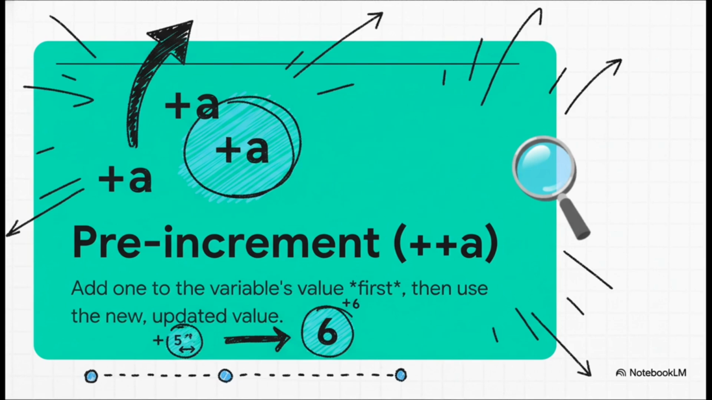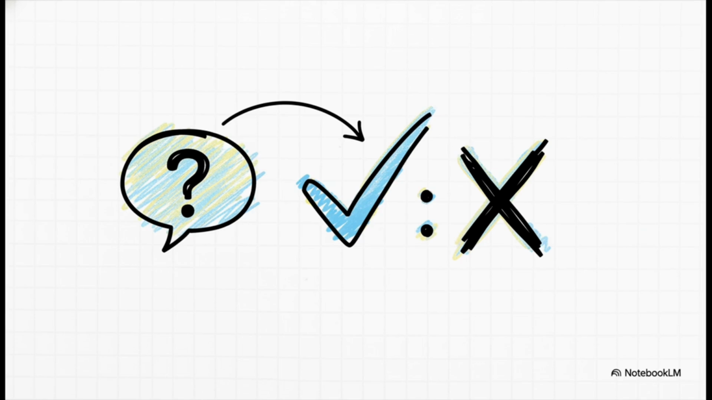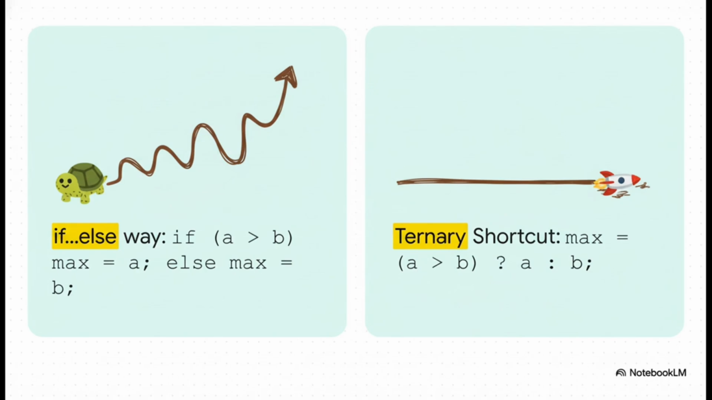used in the calculation. Now for a real fan favorite, the ternary operator. I know it looks a bit weird with that question mark and a colon, but it is an unbelievably elegant shortcut for a basic if this, then that, otherwise this kind of decision. And this slide just says it all.